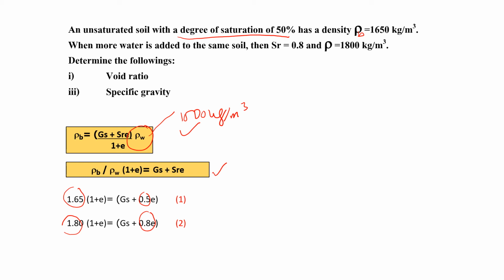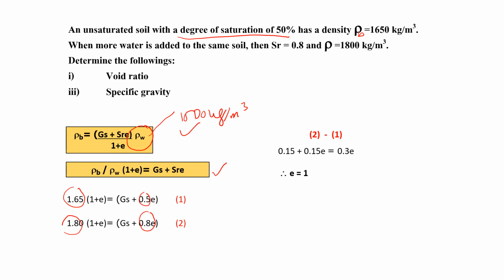The next step is just to subtract the first equation from the second equation, and we have this simple equation. From here, we can simply calculate the void ratio, and the void ratio is equal to 1. So now we have already determined the void ratio. Let's move to the specific gravity. To get the specific gravity, just take any equation, either equation 1 or equation 2, and insert back the value of void ratio that has been calculated just now.